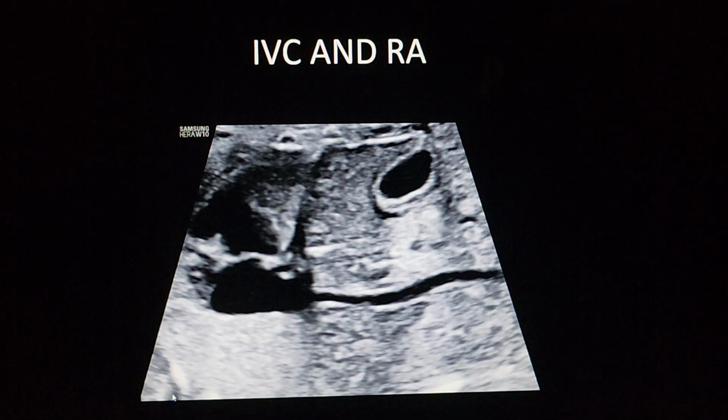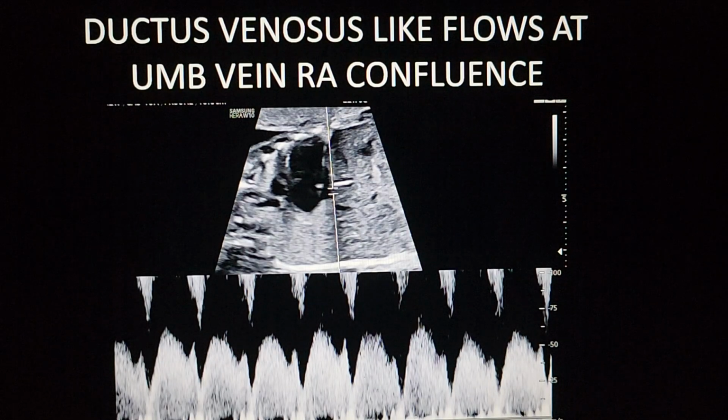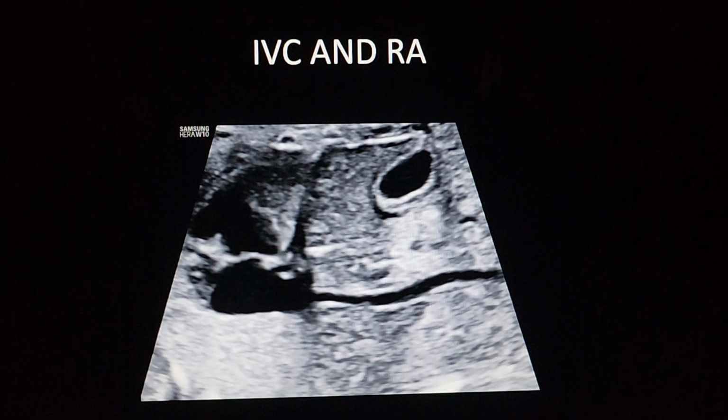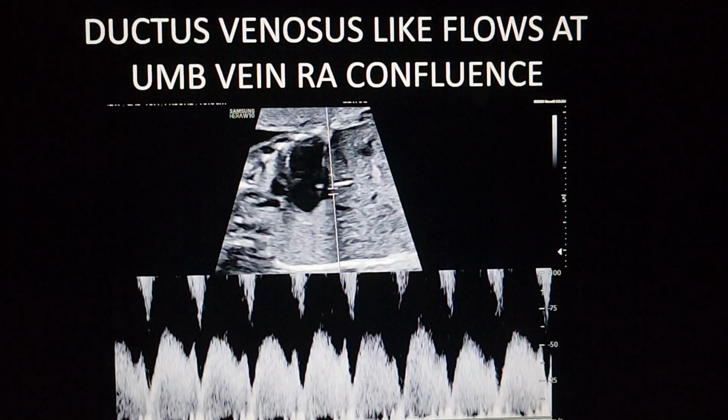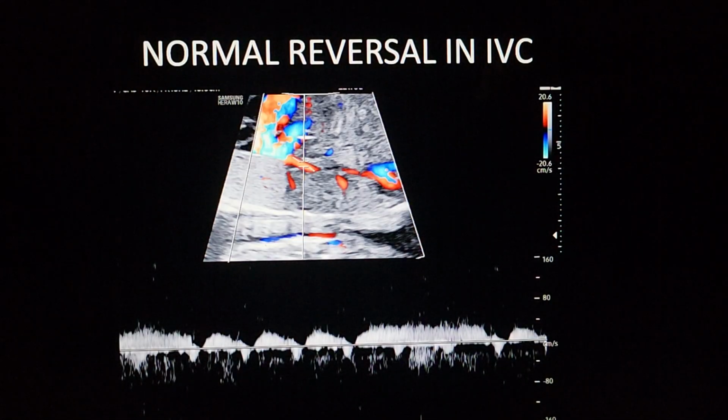Now this is a picture showing the right atrium and IVC, which appears normal, and what was very surprising was at the junction of the umbilical vein with the right atrium, the Doppler showed flows resembling ductus venosus. So that was not explained. But the IVC waveforms you can see are normal with a normal A wave reversal.